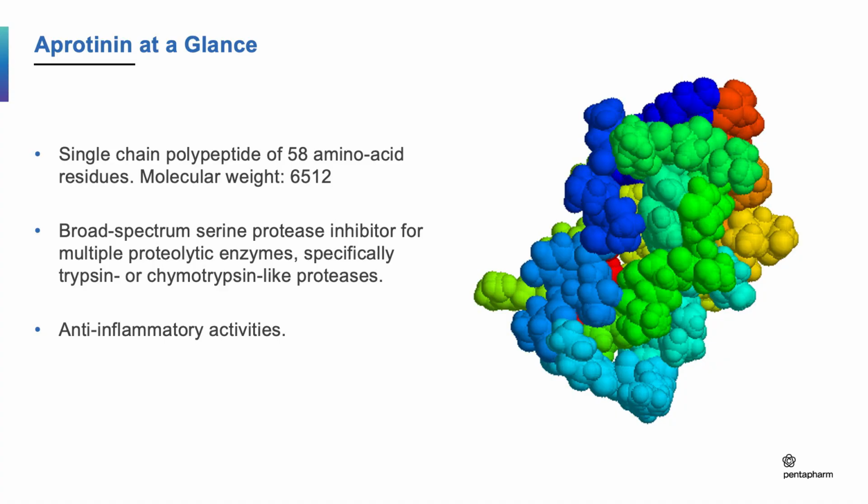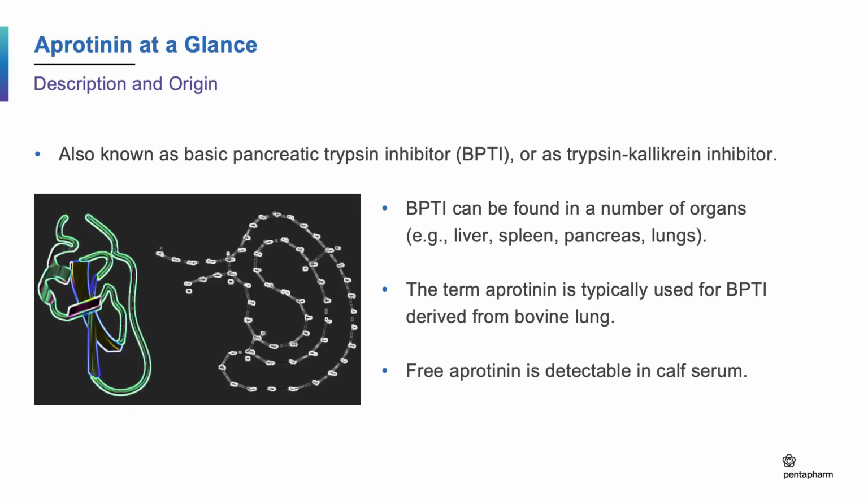This video will review the protease inhibitor Aprotinin. Aprotinin is a single-chain polypeptide of 58 amino acid residues. It is a broad-spectrum serine protease inhibitor of multiple proteolytic enzymes, specifically trypsin or chymotrypsin-like proteases. Aprotinin also has anti-inflammatory properties. Aprotinin is also known as a basic pancreatic trypsin inhibitor, or BPTI, or as a trypsin-kallikrein inhibitor.